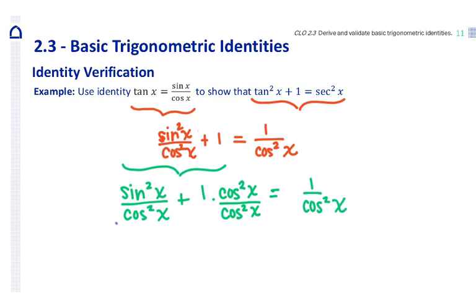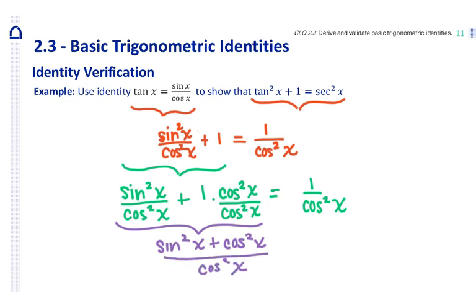But now on the left, I have a common denominator, so I can say sine squared x plus 1 times cosine squared x is just cosine squared x all over cosine squared x is supposed to equal 1 over cosine squared x. Well, remember the Pythagorean identity that sine squared plus cosine squared equals 1. So on top, we've got 1 over cosine squared x. And that's the left. On the right, we've got 1 over cosine squared x. We made them match, so we verified the identity.